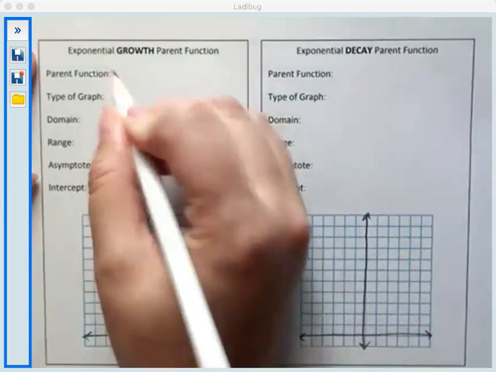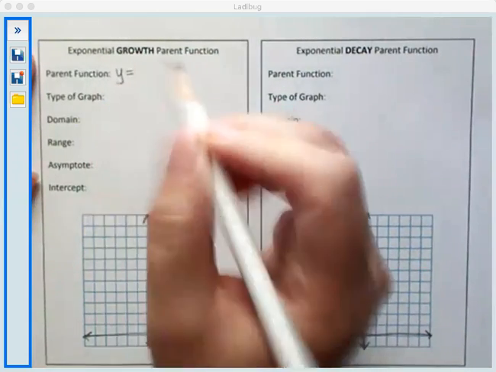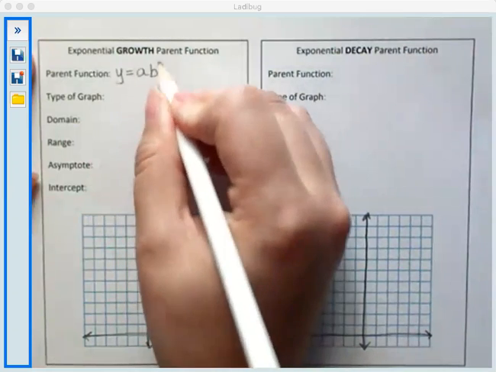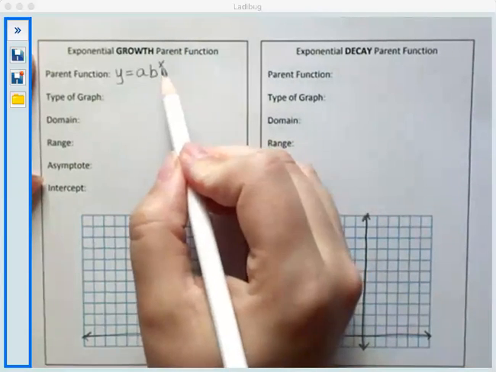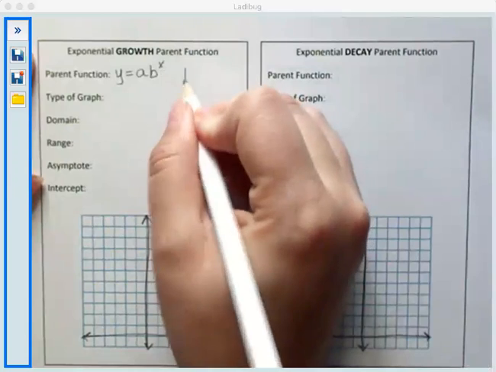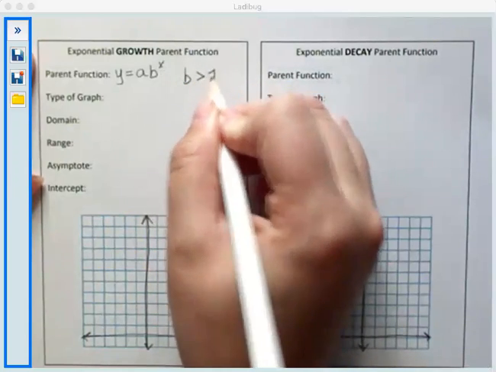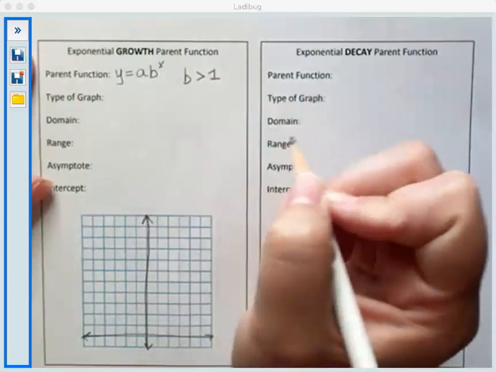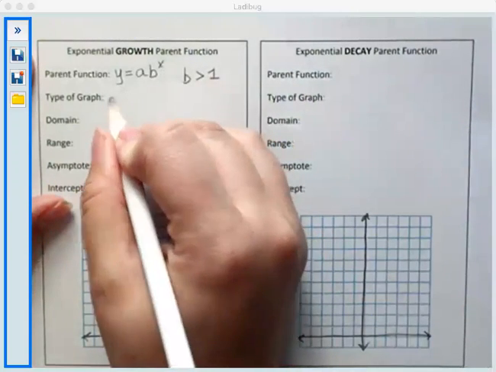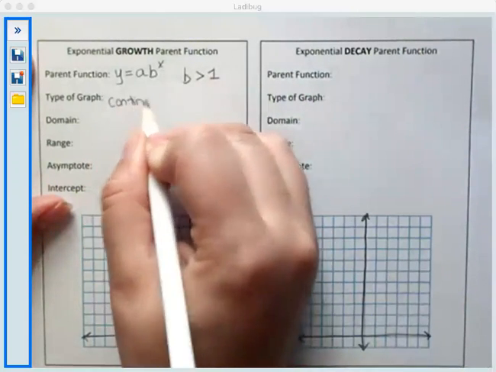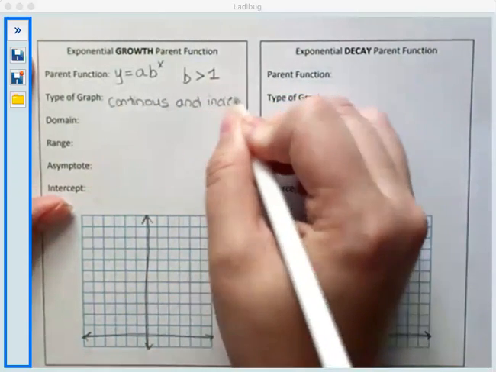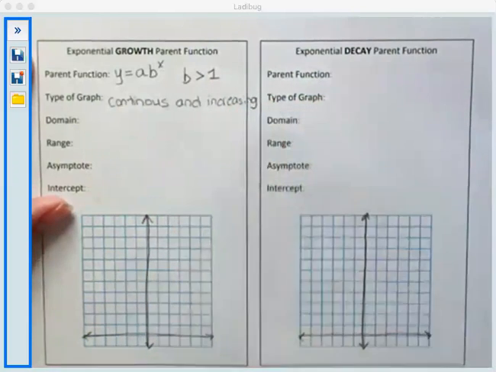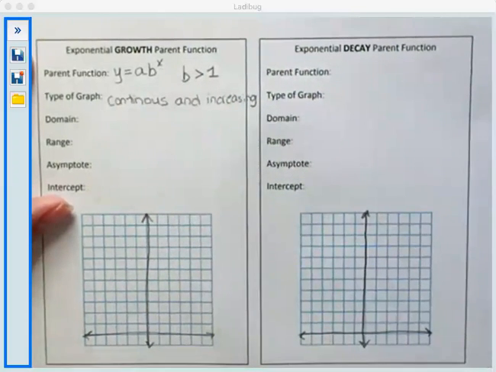So for our parent function, we have y for growth. We have y equals a times b to the power of x. So remember, because we are dealing with exponential, our variable is in the exponent. And for growth, we have b has to be greater than 1 because it's going to be growing. Our type of graph is going to be continuous and increasing. Okay. And then, so we're going to graph these.